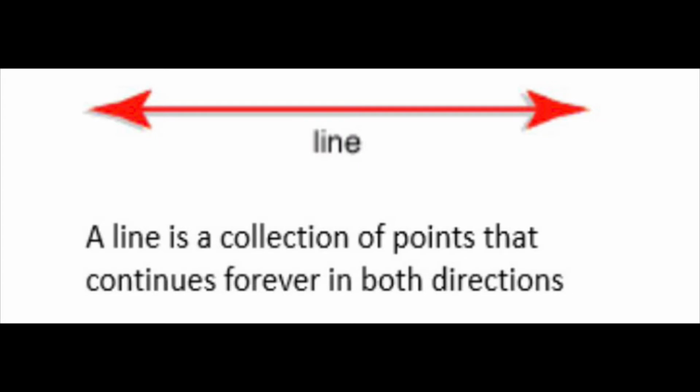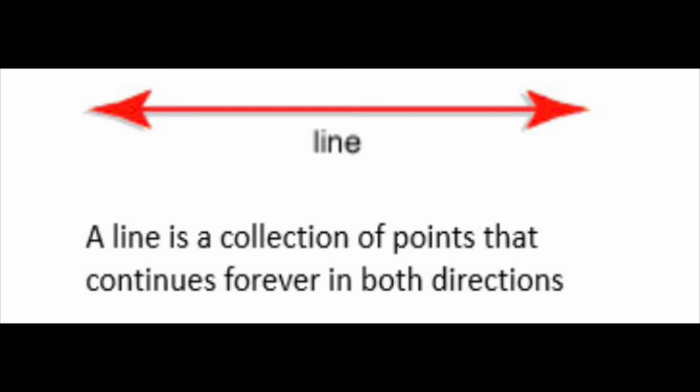Now look at this. What do you notice? Is there a starting point on this image? Nuh-uh. No starting point. But what do you see? You see an arrow going one way and an arrow facing the other way. So there are two arrows on this line. What do you think that means? I'll wait. Well, it means that the line continues in both directions forever.